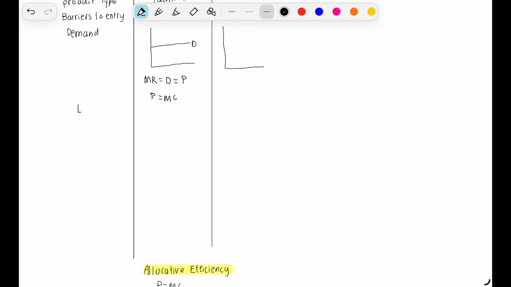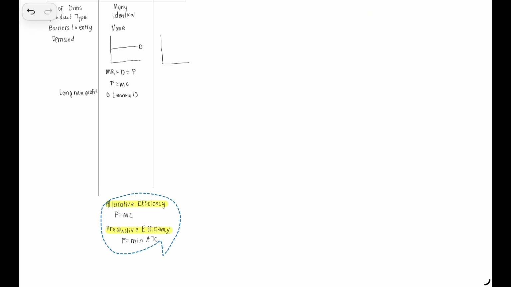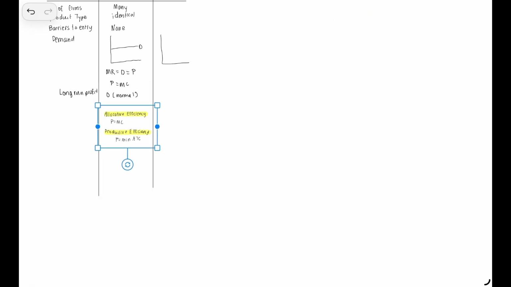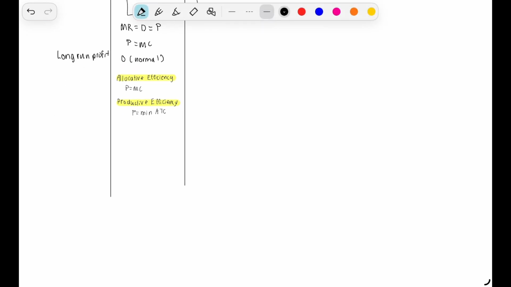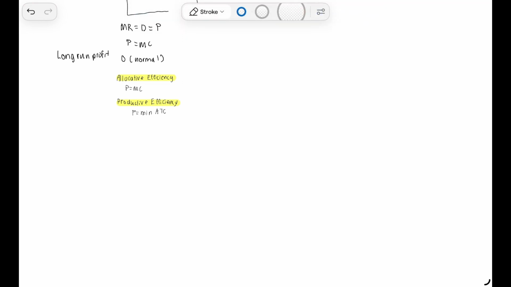And your long run profit is going to be 0, which is also known as normal profit. You have allocative efficiency and you also have productive efficiency. You have high output. And you have a low price level.